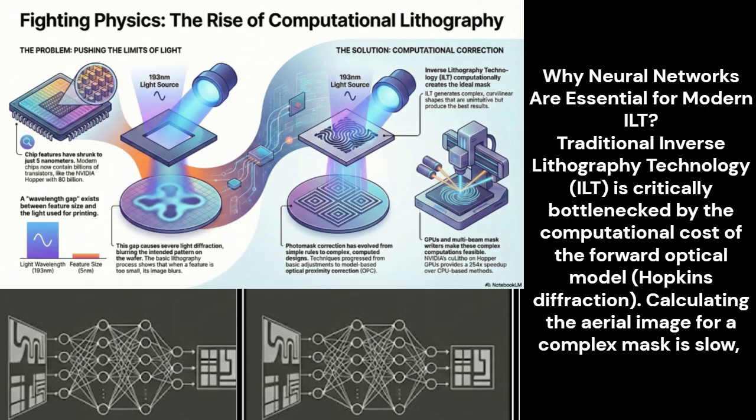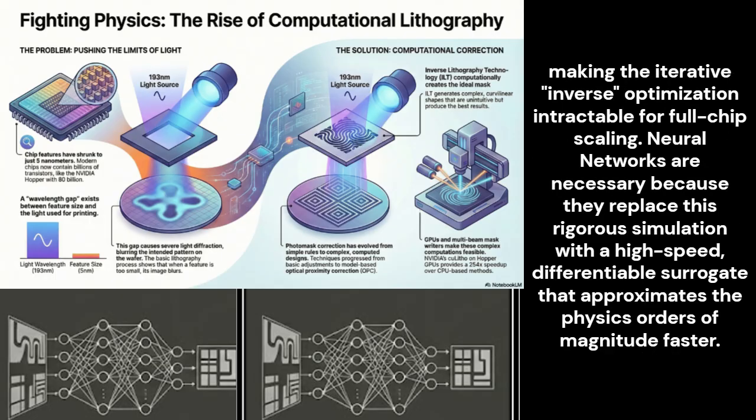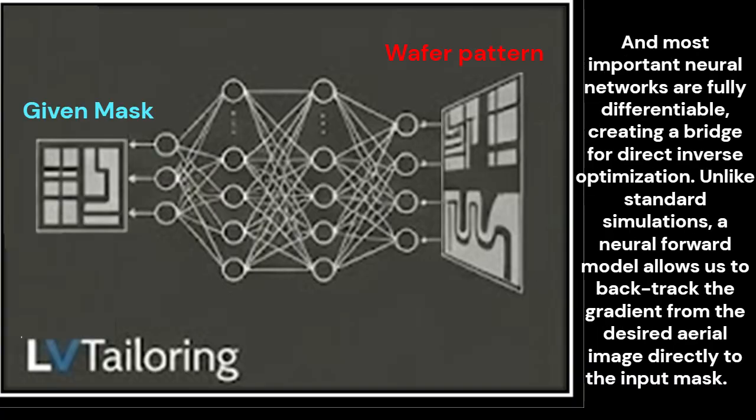Traditional inverse lithography technology, ILT, is critically bottlenecked by the computational cost of the forward optical model, Hopkins diffraction. Calculating the aerial image for a complex mask is slow, making the iterative inverse optimization intractable for full-chip scaling. Neural networks are necessary because they replace this rigorous simulation with a high-speed, differentiable surrogate that approximates the physics orders of magnitude faster. And most important, neural networks are fully differentiable, creating a bridge for direct inverse optimization.